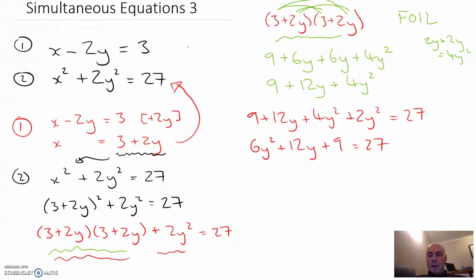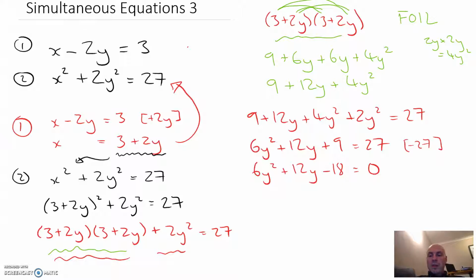Right, so far so good. Okay, now in order to solve this, we're going to treat this like a normal factorising quadratic equation. So we want to try and get one side equal to 0. To do that, I think we need to subtract 27 from both sides. That's going to give me 6y squared plus 12y, and subtract 27, that's going to give me minus 18, equals 0. So 6y squared plus 12y minus 18 equals 0.